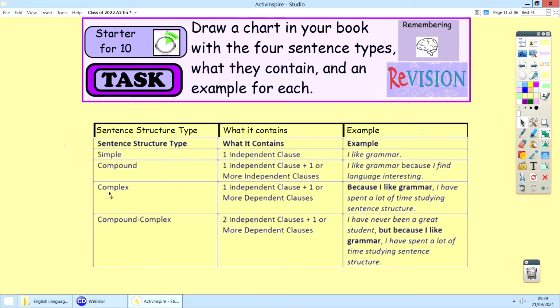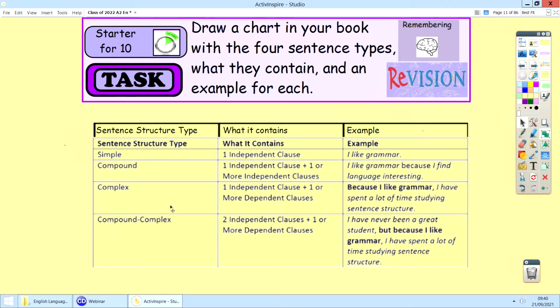Complex sentences: one independent clause and one or more dependent clauses. So these ones depend on the first one, otherwise they don't make sense. Compound sentences have two sentences that could make sense on their own, but a dependent clause requires the main sentence to make sense. So because I like grammar would not be a sentence that made sense all by itself. Because I like grammar, I have spent a lot of time studying sentence structure. I have spent a lot of time studying sentence structure would be a sentence all by itself, a statement. But because I like grammar is not a statement by itself. That's the dependent clause.